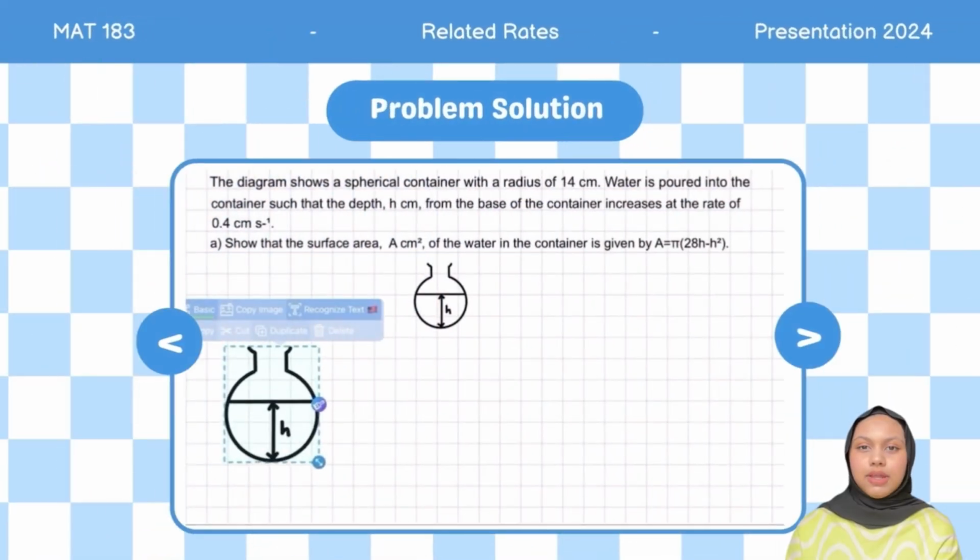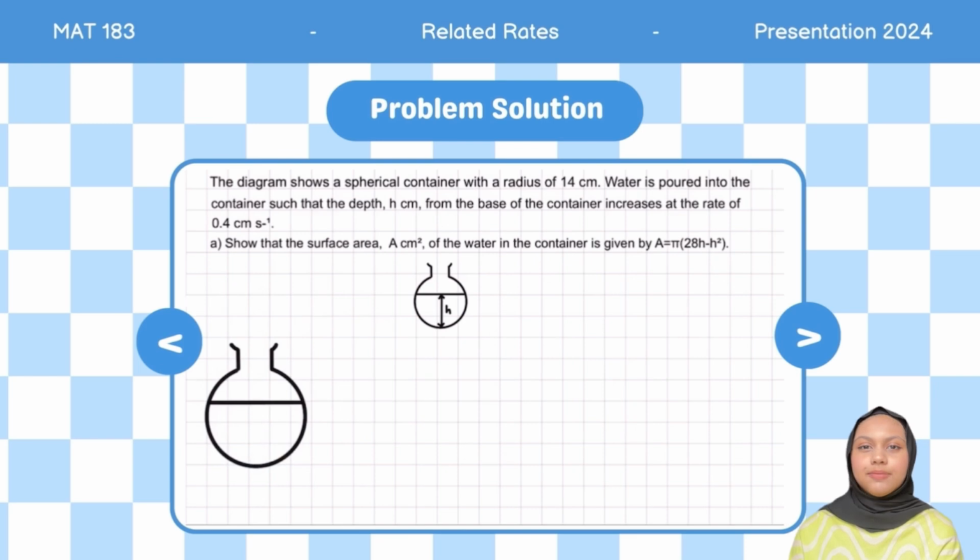I will be explaining the answer for part A. It's given that the radius of the spherical container is 14 cm and the depth is h cm. The length between the height and the radius is h minus r. So, to determine the surface area, we have to calculate the radius of the surface by using Pythagoras' theorem.